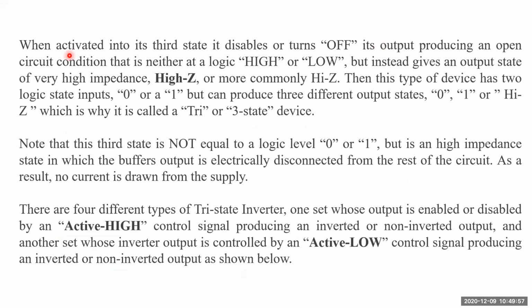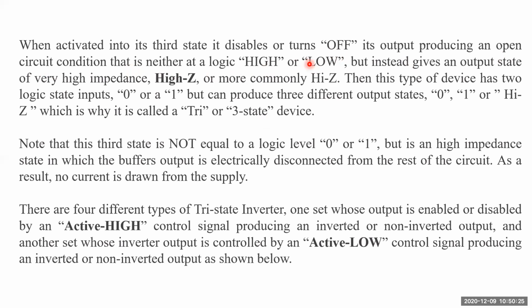Now here, when activated in its third state, it disables or turns off. It means that its output produces an open circuit. Open circuit means what? Whenever enable equal to 0, it will be completely turned off. Because of that, your output will be an open circuit condition. That is, neither logic 0 nor logic 1 will be obtained at the output.